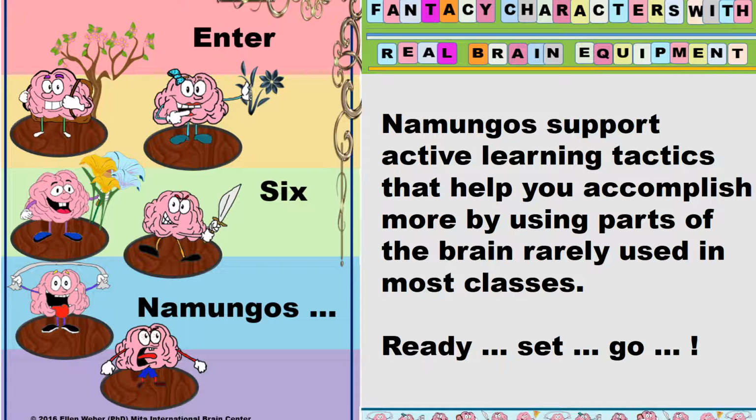So let's use namungos, all fun and fantasy creatures with real brain parts, to see how these brain parts will support active learning tactics in your class that will help you accomplish more by using parts of the brain rarely used likely in most of your classes. Ready to get started?